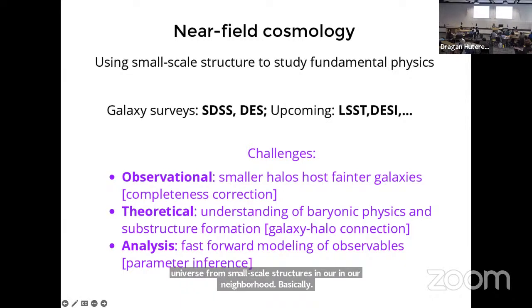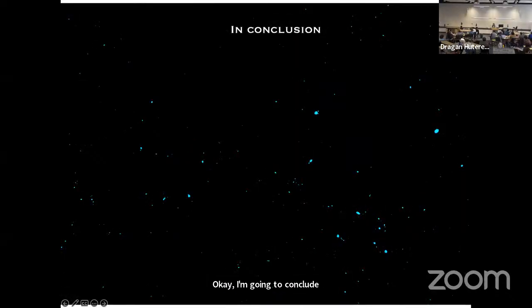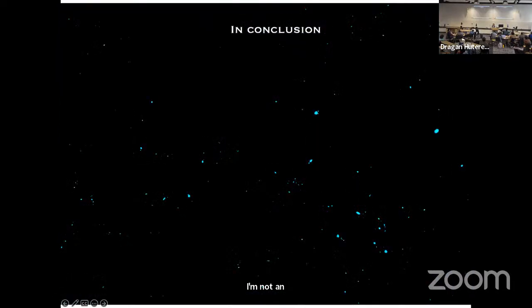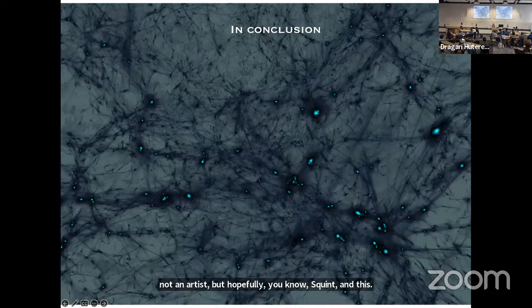Okay. I'm going to conclude here and just say that this is what we see in the night sky, more or less. I'm not an artist, but hopefully you can squint. I was pretty proud of myself for doing this, and this is what we're trying to get at, right? It's a hard problem. There's tons of possibilities out there. And finding clever ways to look for things we weren't able to look for before, finding clever ways to make our computational tools efficient enough so that we can do what we've been doing in CMB analysis and so on with these galaxy data is kind of where the field is going, at least in this particular aspect.